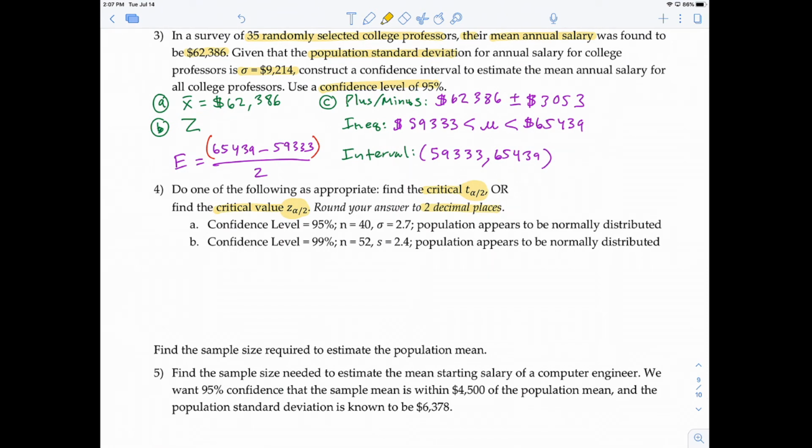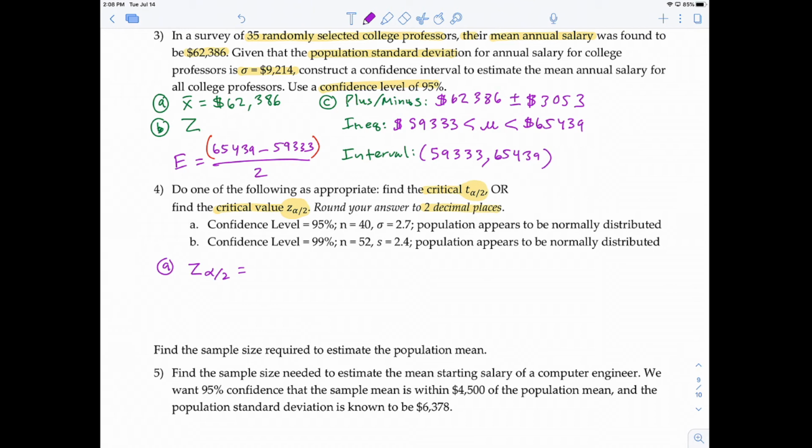So for question A, it says we want to calculate a critical value for a confidence level of 95%, where n is equal to 40, sigma is equal to 2.7. So sigma is the population standard deviation. And it says the population appears to be normally distributed. So we know sigma, which means we're in the z distribution. So which means we need to figure out z sub alpha divided by 2.